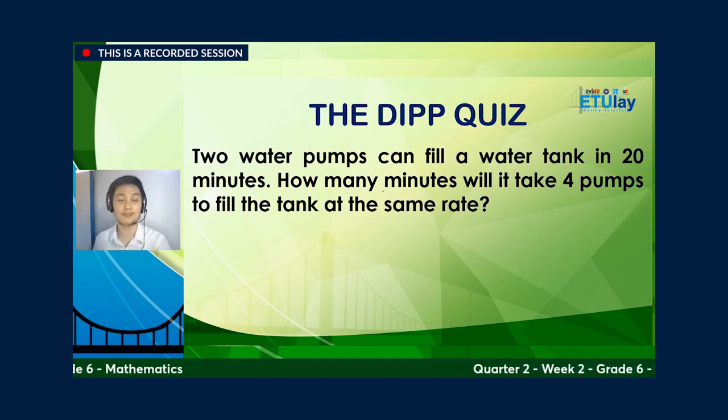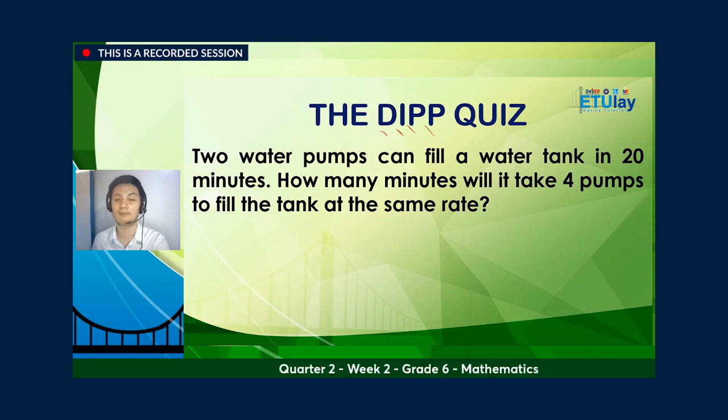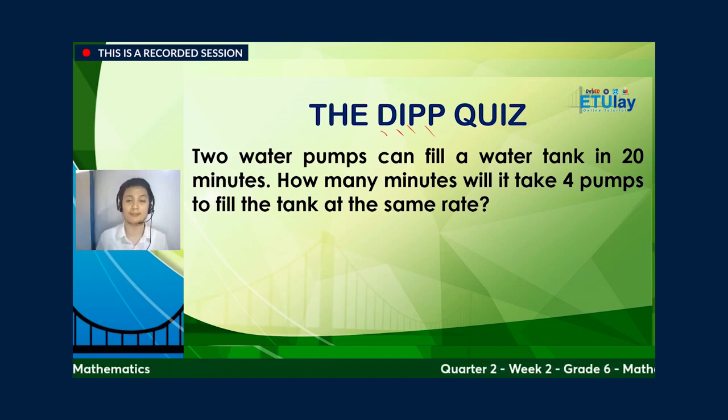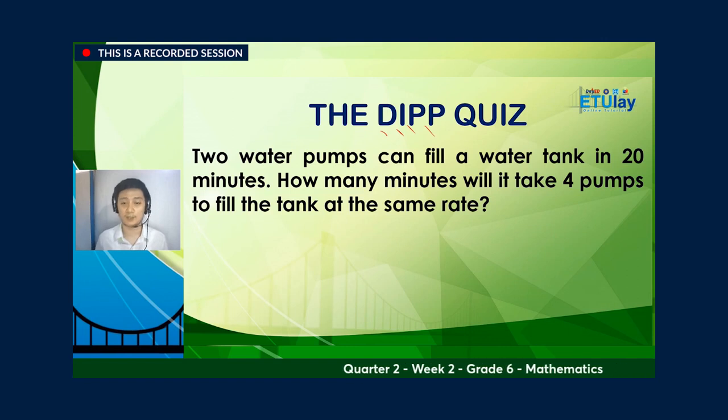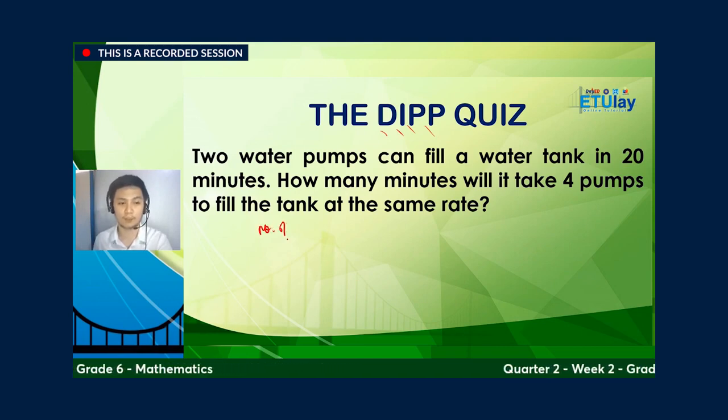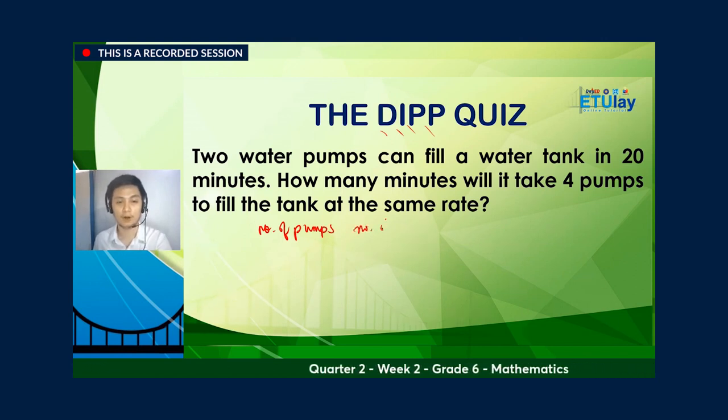So DIP stands for direct, inverse, partitive, and P for proportion. Okay. So we have the first problem. 2 water pumps can fill a water tank in 20 minutes. How many minutes will it take 4 pumps to fill the tank at the same rate? So we have 2 quantities involved, or 2 types of quantities involved. Number of pumps and number of minutes.